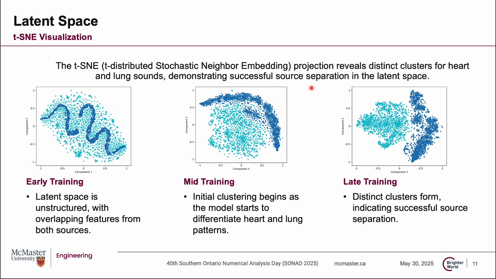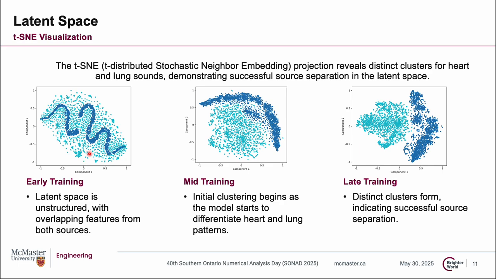t-SNE is basically a method, as you may know, for showing high dimensional data in a lower dimensional space. So as you can see in the early phase of training, the latent space is unstructured with a lot of overlapping features. One of them is related to heart, one of them is related to lung sound. Each dot is related to one sound.